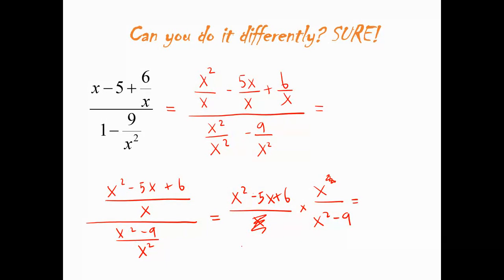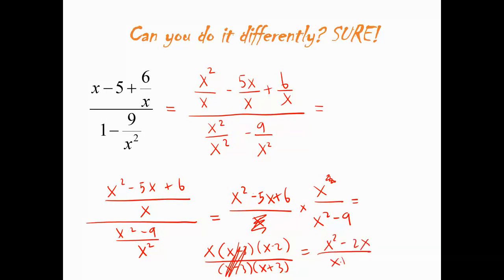And then I can factor, and I already have done some of this factoring. So I'll stick that x out here. So I've got x minus 3, x minus 2, and then in the denominator, when I multiply straight across, I've got x minus 3 times x plus 3. These cancel, and I am left again with x squared minus 2x over x plus 3. So it is a different pathway to the same solution, but using some of the things that you know about addition and subtraction of fractions and of rational functions in general.